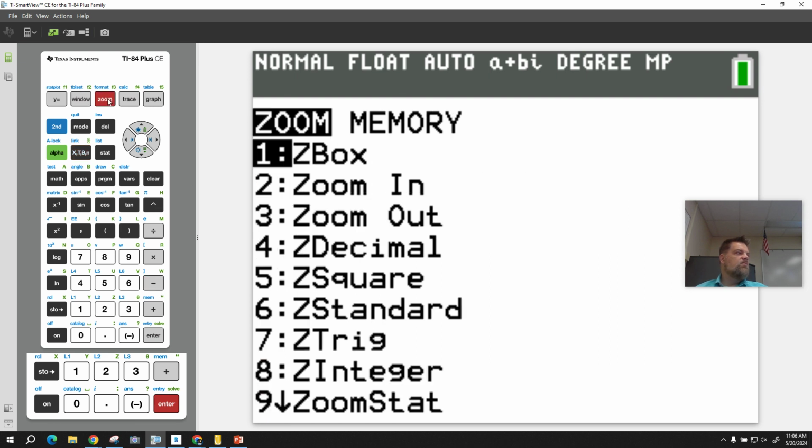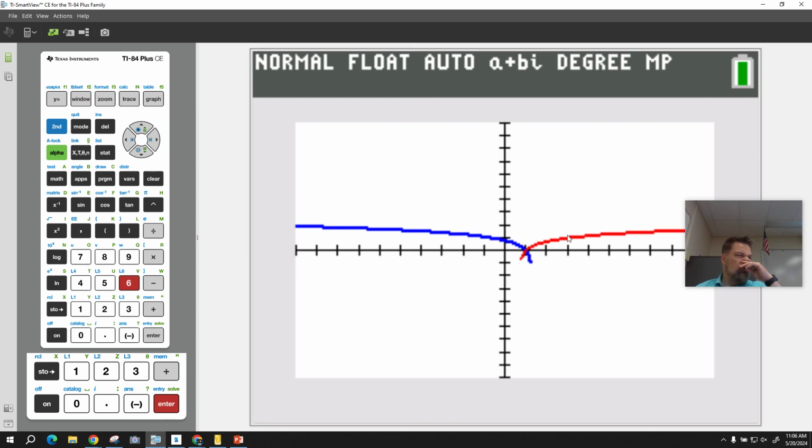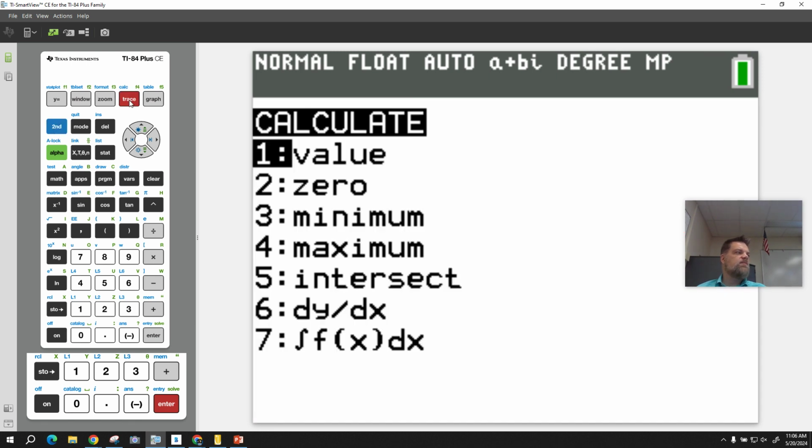And I'm going to zoom standard just to make sure. Yep. Now here's the tricky part, making sure that that's where they cross. So what's the word above the trace button? Calc. So I'm going to hit second trace, which pulls up this calculate menu. Which one of these options do you think I'm going to select if I'm trying to find the intersection? Intersect, right? So I'm going to go down to intersect.